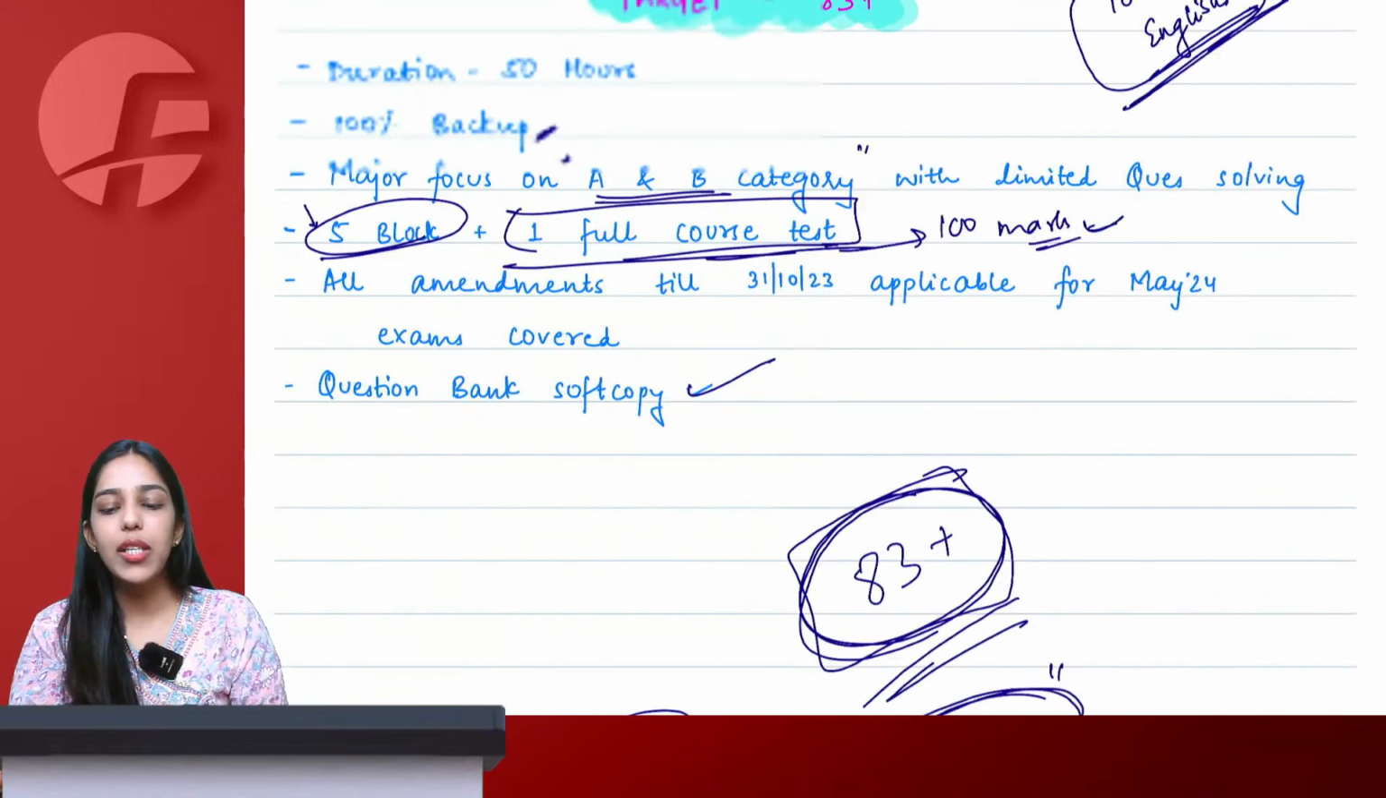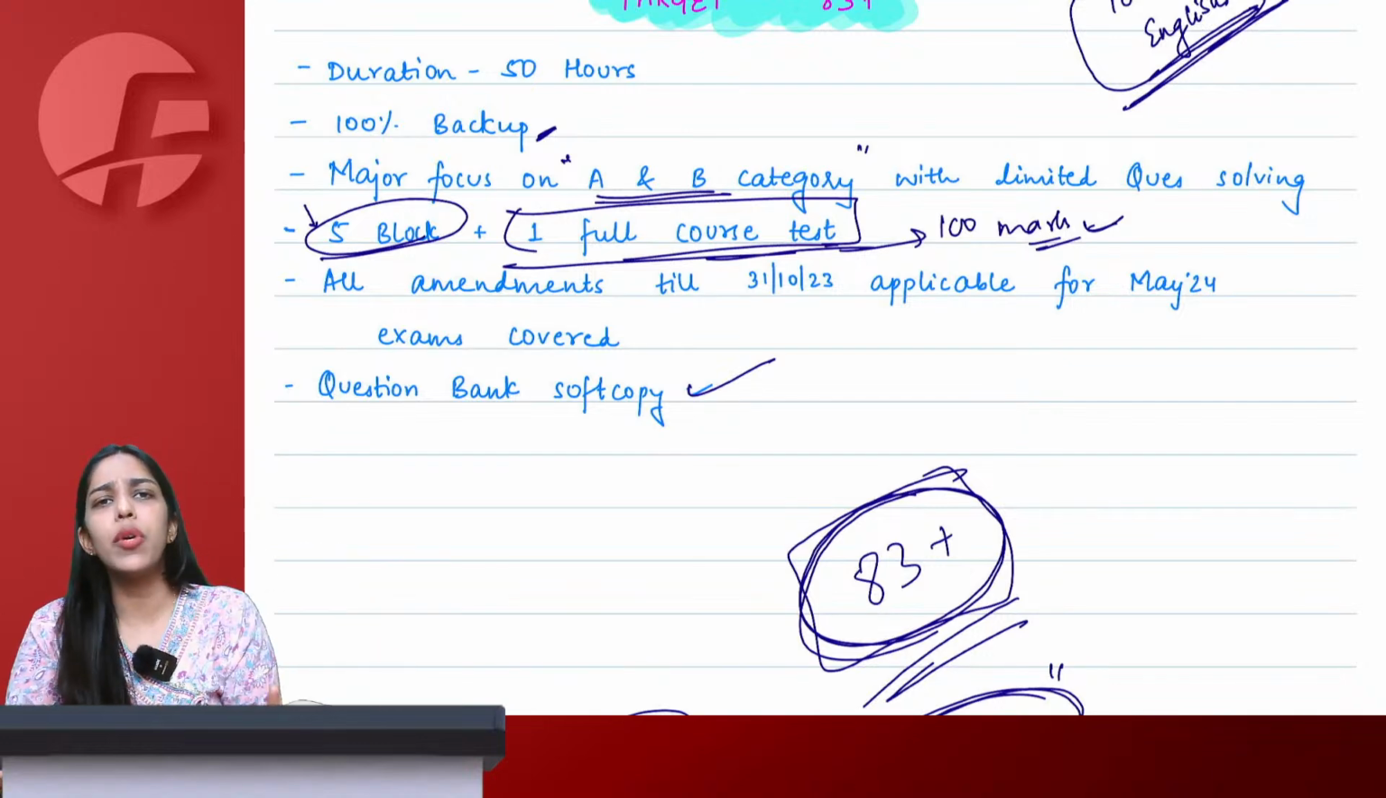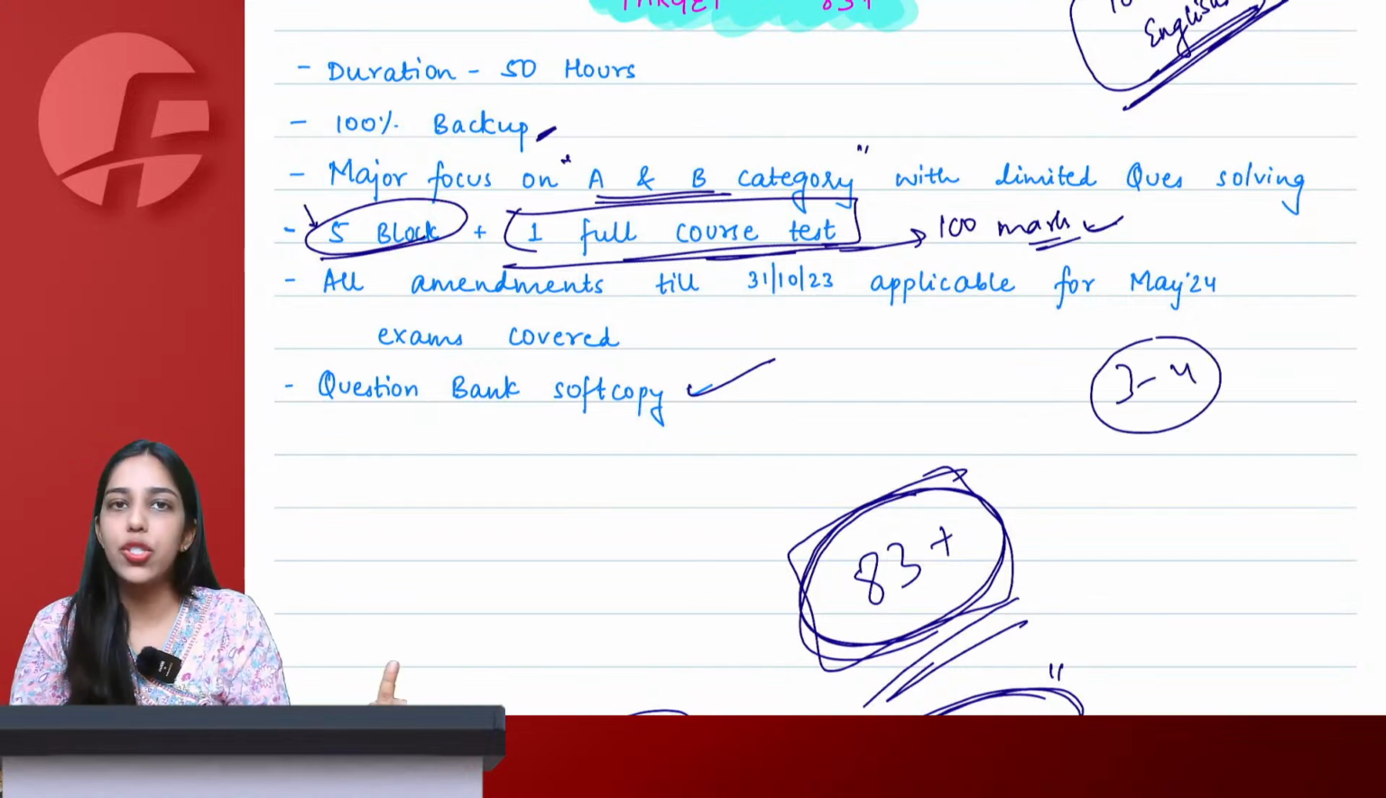So for topics where there is no understanding required, like exemption, you just need to know this is exempt, this is taxable, this is exempt, this is taxable. Even if I take that live, it is going to take 3 to 4 hours. I can give you a recorded session for the same.